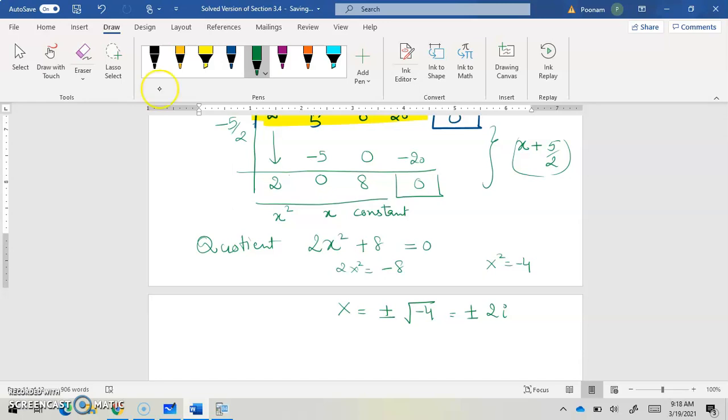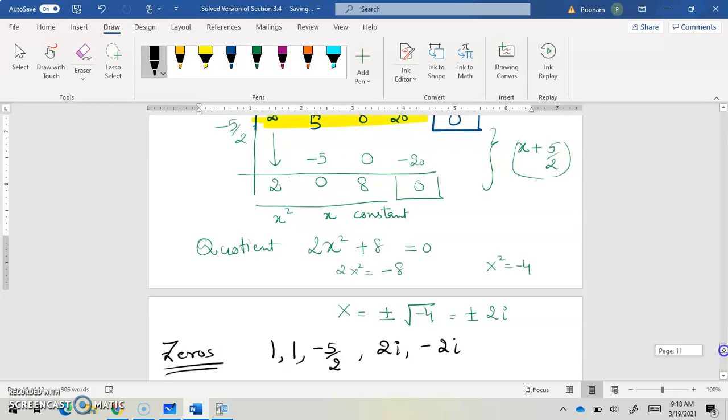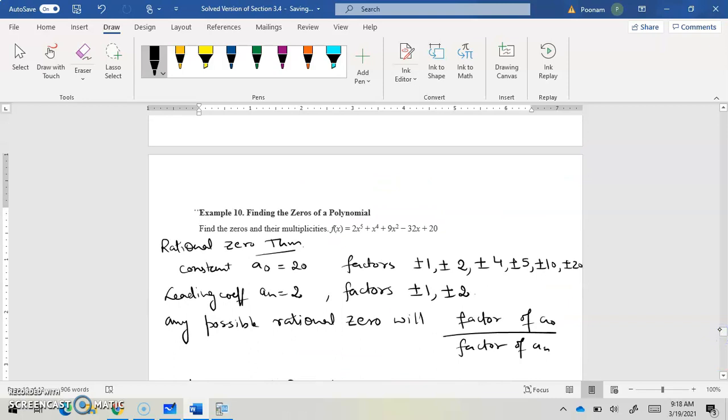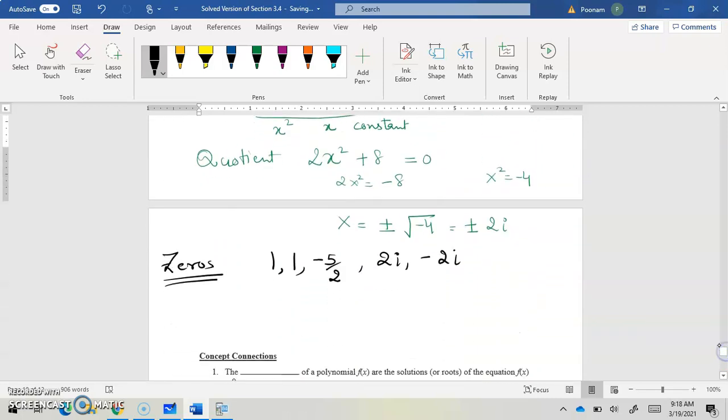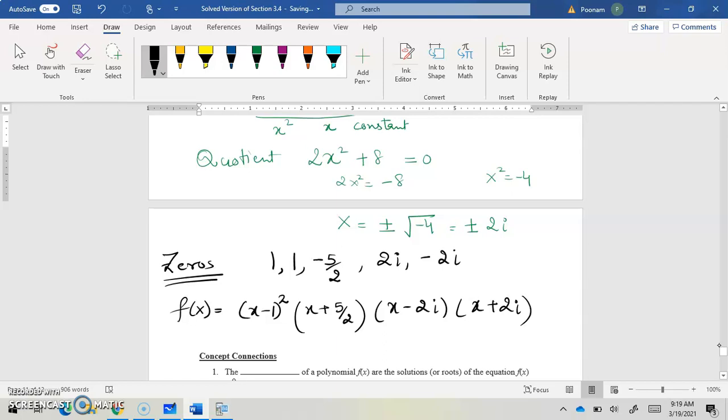So what are all the zeros? Let's list all the zeros. We divided by x minus 1 two times, then we divided by negative 5 by 2, then we had 2 iota and negative 2 iota. The degree of the polynomial was 5, so we found all 5 zeros of the given polynomial function. It's not asked, but we can also write the factored form: x minus 1 twice, x plus 5 by 2, x minus 2 iota times x plus 2 iota. This is your function.